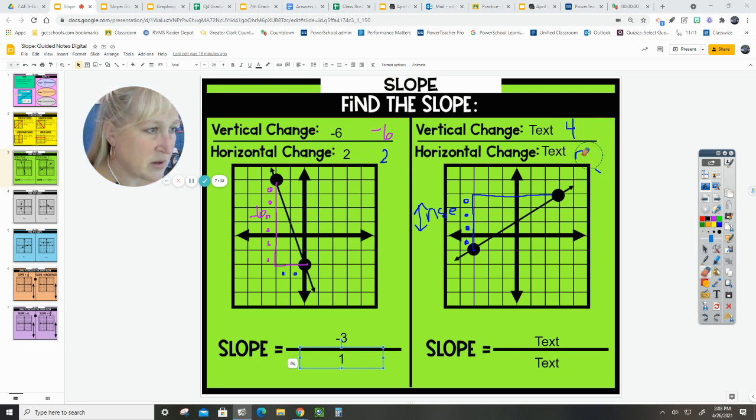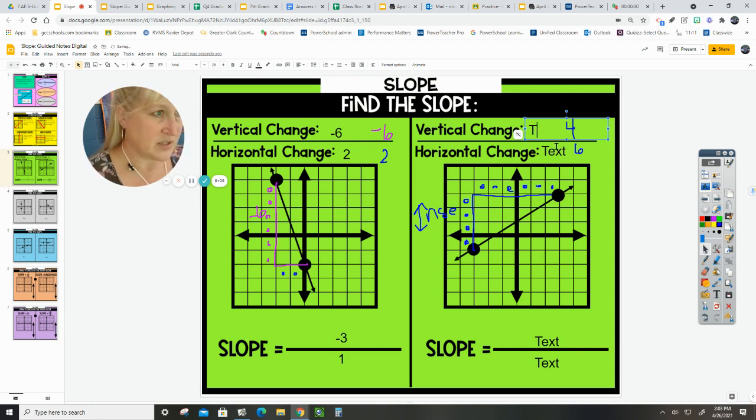And my run is 1, 2, 3, 4, 5, 6. And it is positive. So 4 over 6. But again, I cannot leave it like that because they are both divisible by 2. So 4 over 6 turns into 2 over 3.